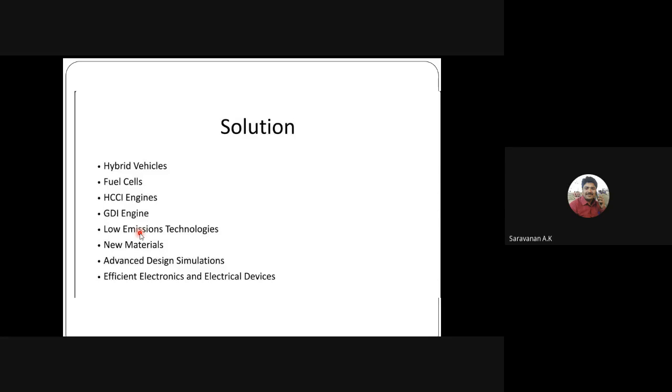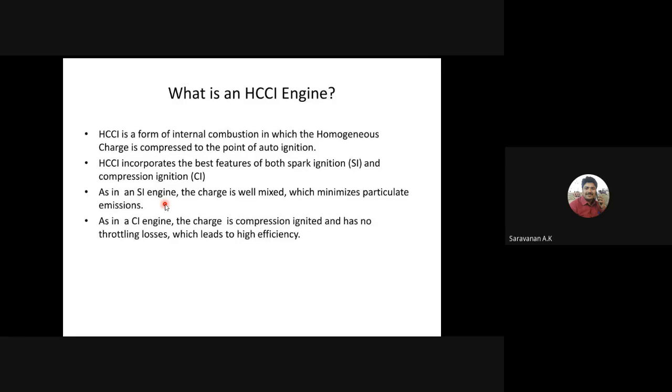While designing these kinds of technologies, we have to consider some factors: higher compression ratios and less homogeneous air-fuel mixtures, then complete and instantaneous burning of the combustion. In this class we are going to see about the HCCI engines. So what is the HCCI engine? Before seeing the HCCI engines, we can see the introduction about the IC engines, and why we have to go for the HCCI engines.